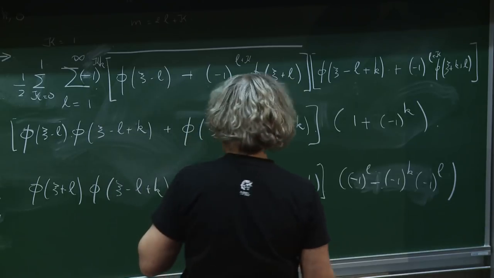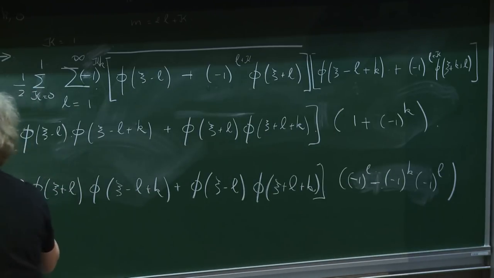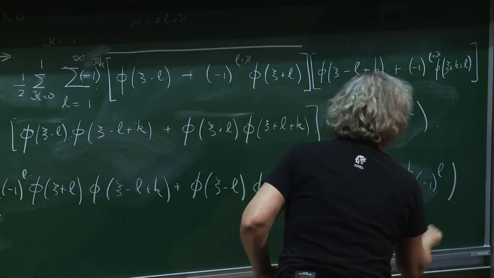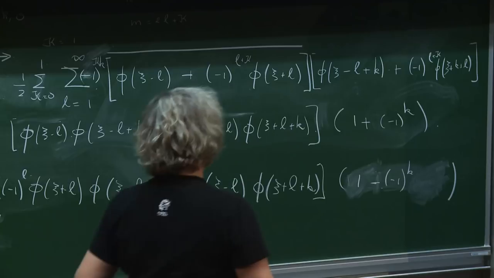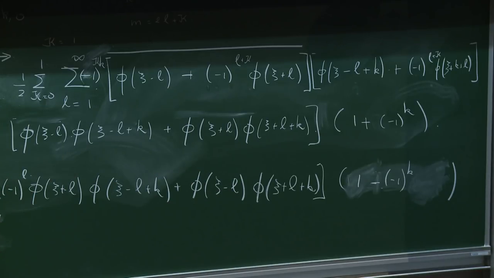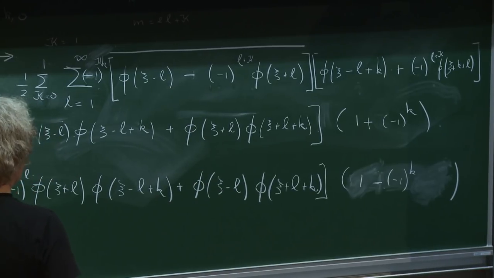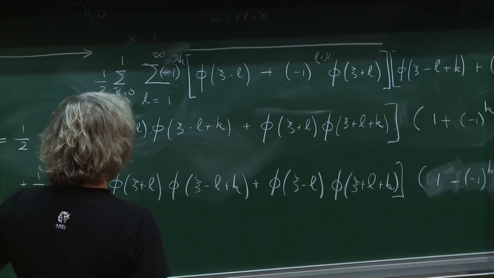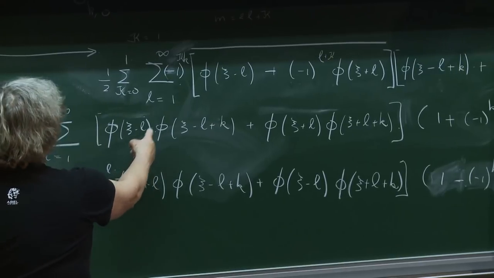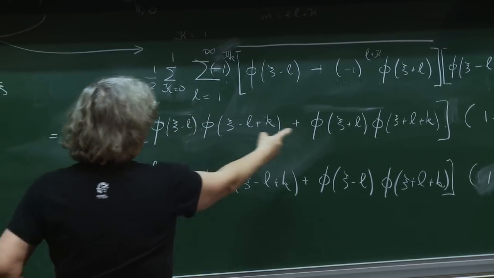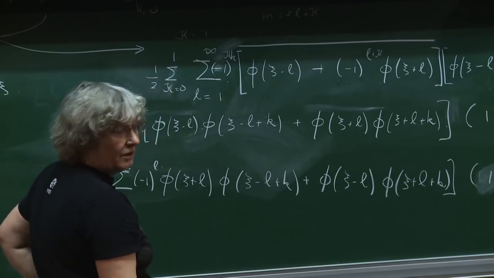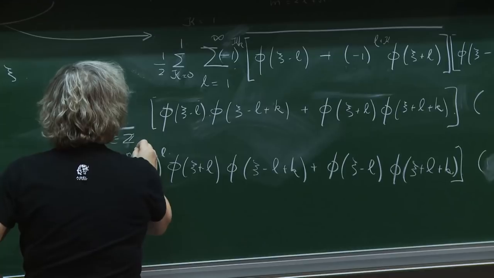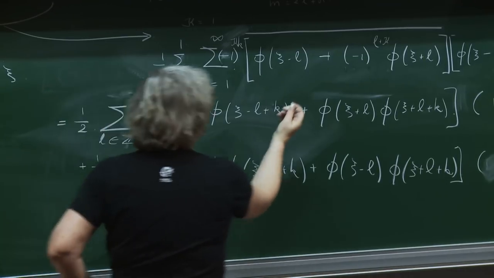Okay, so I can take the minus 1 to the L out. It already starts looking better. First of all, what do we have here? We are summing over L from 1 to infinity, and then the same thing but with L changed sign. So we're summing really over all the integers except for 0. And I can forget about this term.